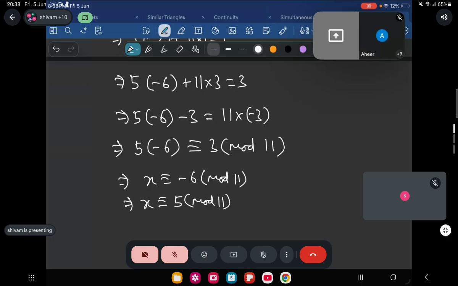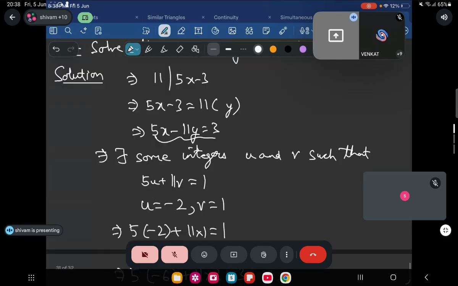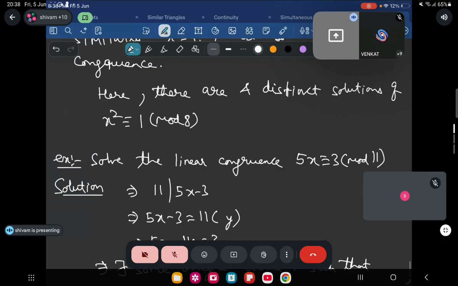But there is less chance that it will come in IOQM. It might come in RMO. For RMO, linear congruences and the Chinese remainder theorem are important, but not so much for IOQM. It might not come, but still, you people may be the lucky ones who might get a problem on linear congruence.